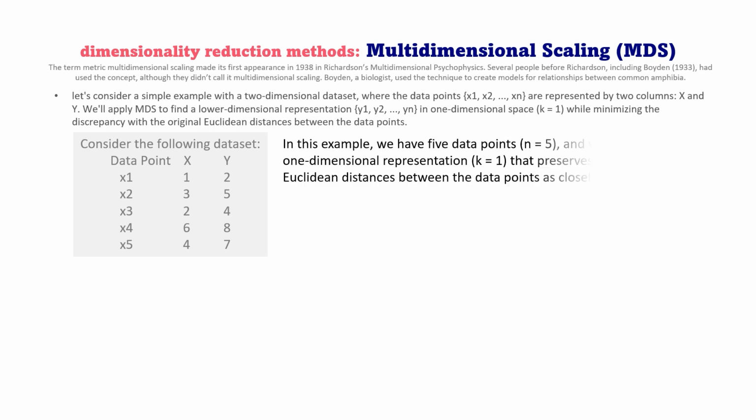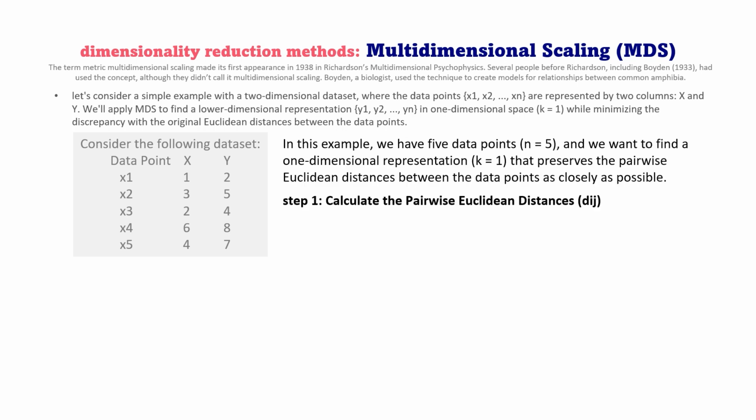So now let's begin our action with step 1. Step 1 is to calculate the pairwise Euclidean distances d sub ij. We need to calculate the Euclidean distances between each pair of data points. For example, the distance between x1 and x2 is d sub 1 2. This is x1, x2, x3, x4. The pairwise Euclidean distance between the points x1 and x2 is called d sub 1 2.